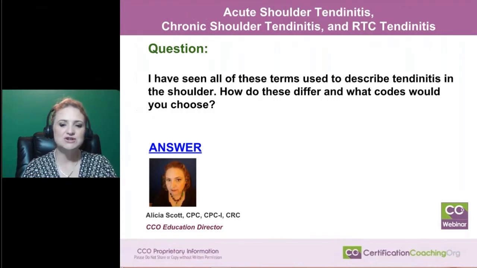I've seen all of these terms used to describe tendonitis in the shoulder. How do these differ, and what codes would you choose? And that's the list of the different ones that they had. So I went and did a little research for it.